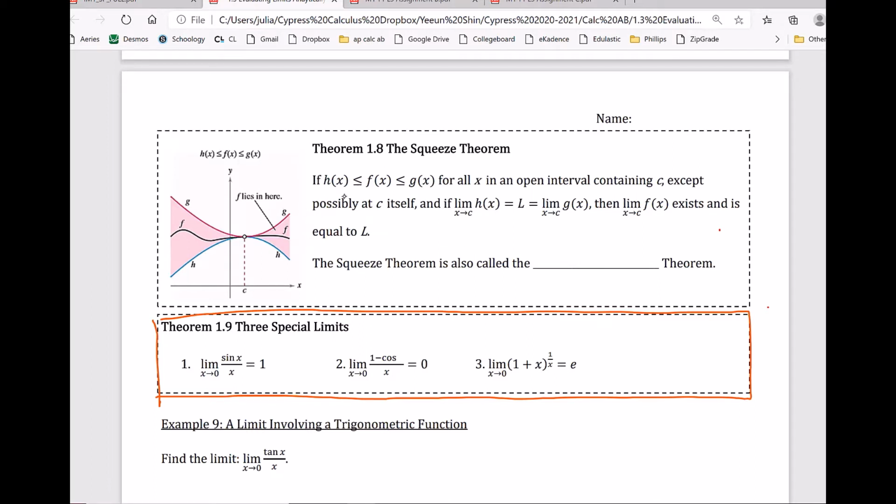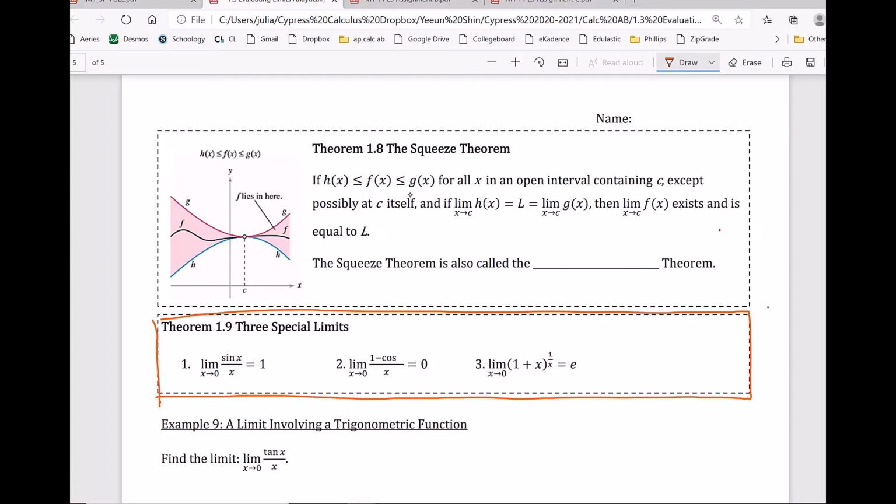So here we go. If h of x is less than or equal to f of x, which is less than or equal to g of x for all x in an open interval containing c, except possibly at c itself. So really quick, before I read the rest of it: we have three functions, and if we set f of x to be the middle guy, we have a lower limit, which is h of x. So h of x is always going to be less than or equal to f of x, never greater. Same idea here: we have another function, g of x, which is always greater than or equal to f of x, never less than f of x.